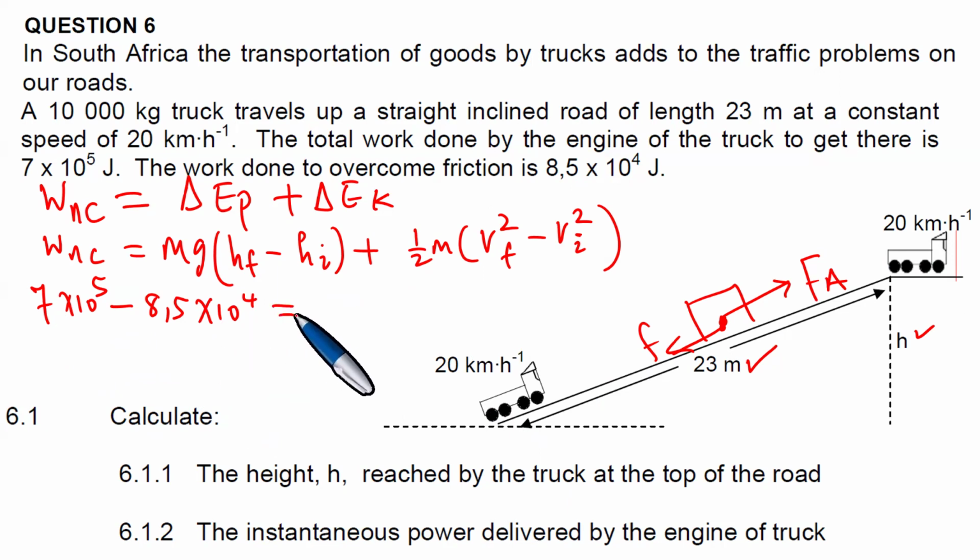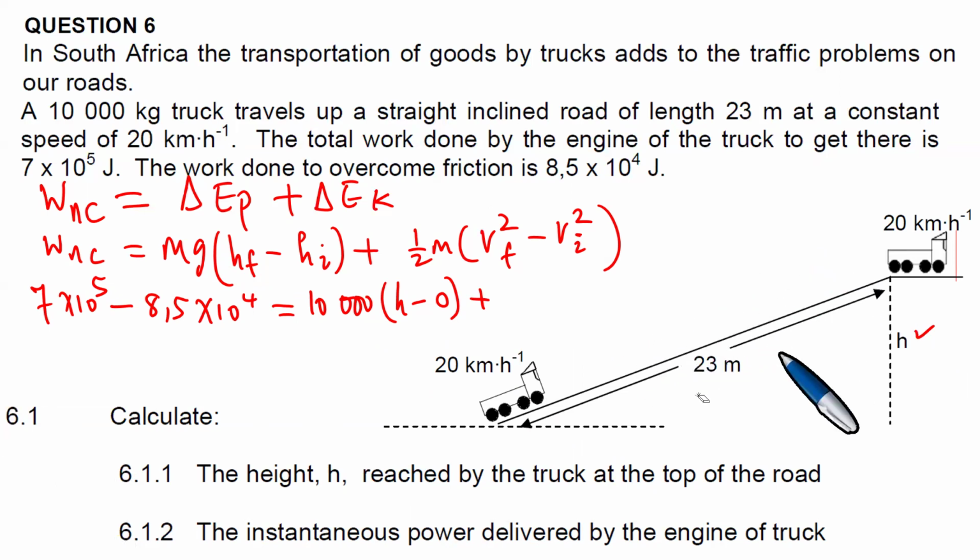So we subtract the friction. And this is therefore equal to the mass of the truck. What is the mass of the truck? It is exactly 10,000. Now, what is the final height? Final height is h. The initial height is 0 at the bottom. There was no height when the truck started. And then we continue with the rest of the things here.